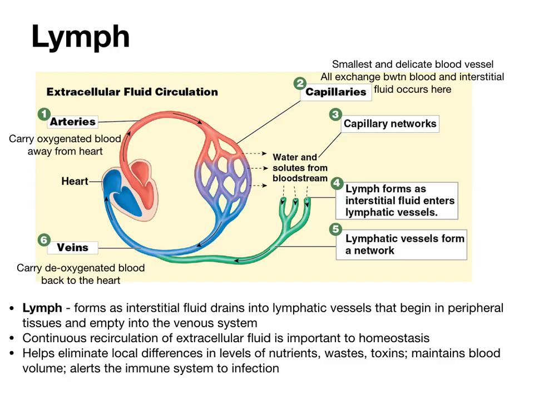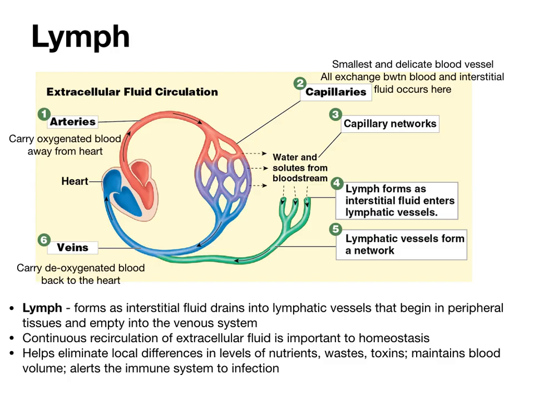Okay, so now we have our lymph, the extracellular fluid circulation of our lymph system. We're going to start there with number one, our arteries. They carry our oxygenated blood away from our heart. Then we go down to number two, our capillaries, which are the smallest and most delicate blood vessels.